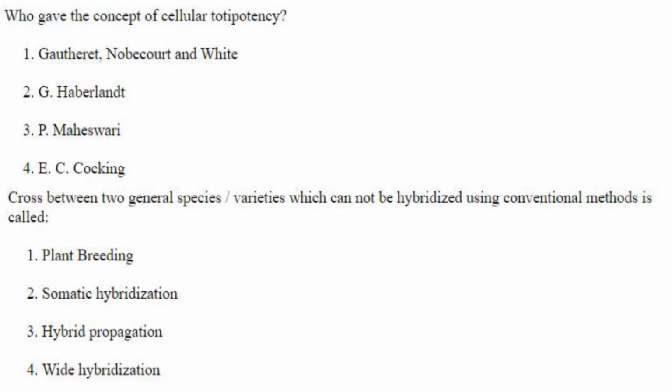Then next one, who gave the concept of cellular totipotency? So it was G. Haberlandt who gave the concept of cellular totipotency. Then cross between two genera, species or varieties which cannot be hybridized using conventional method is called. So it is called wide hybridization. Now there is another option, that is somatic hybridization. Somatic hybridization is a technique used in wide hybridization. So the correct answer will be wide hybridization.